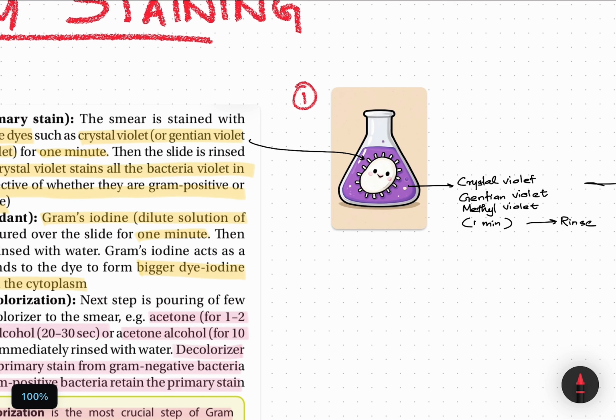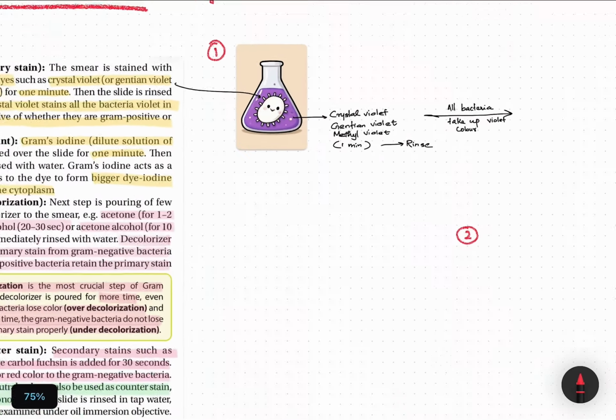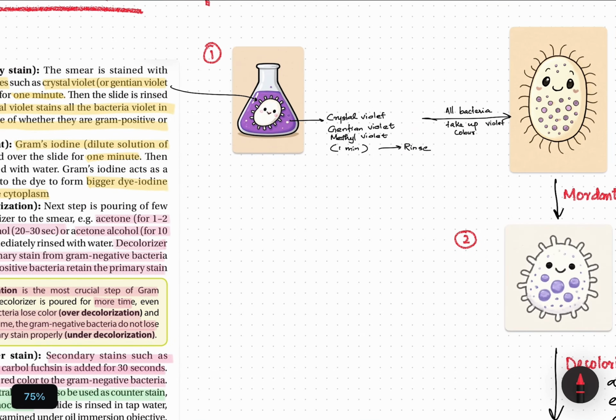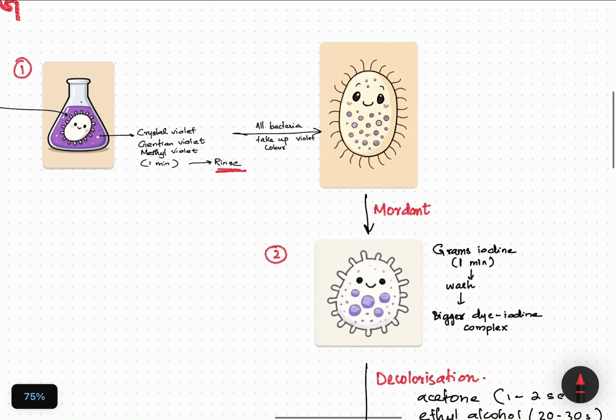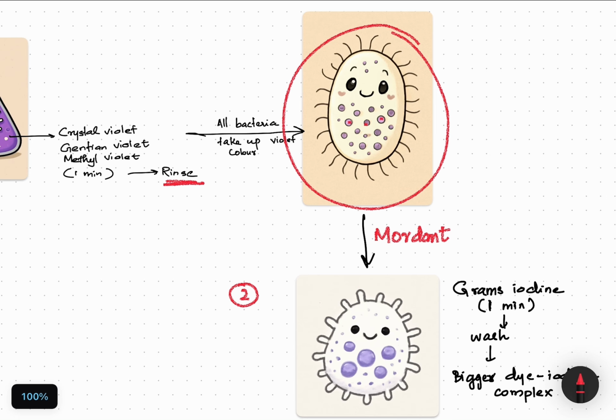Then it is put in a violet color solution. The violet color solution will make you remember that the dye we are using here can be crystal violet, gentian violet or methyl violet. You keep it for 1 minute and then wash it off. After this procedure, each and every bacteria will take up the color. I have shown violet color inside their cytoplasm.